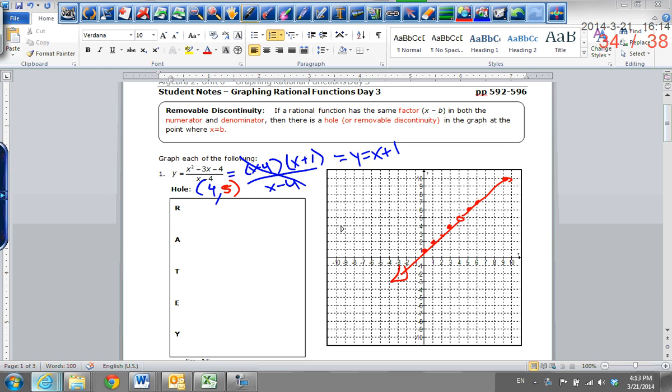For my open circle, my hole, my removable discontinuity, I didn't need to use RATEY at all. I only use RATEY when I'm doing rational functions. Let's move on to number 2.